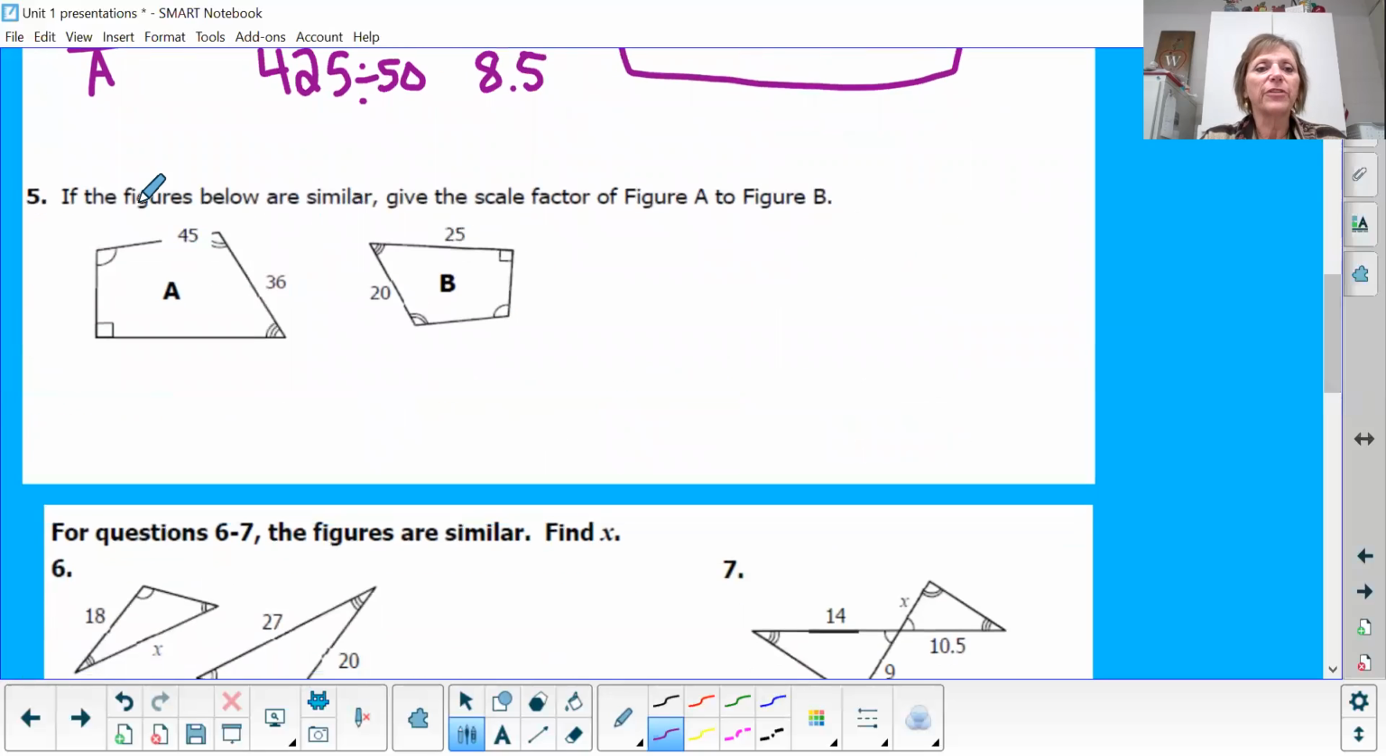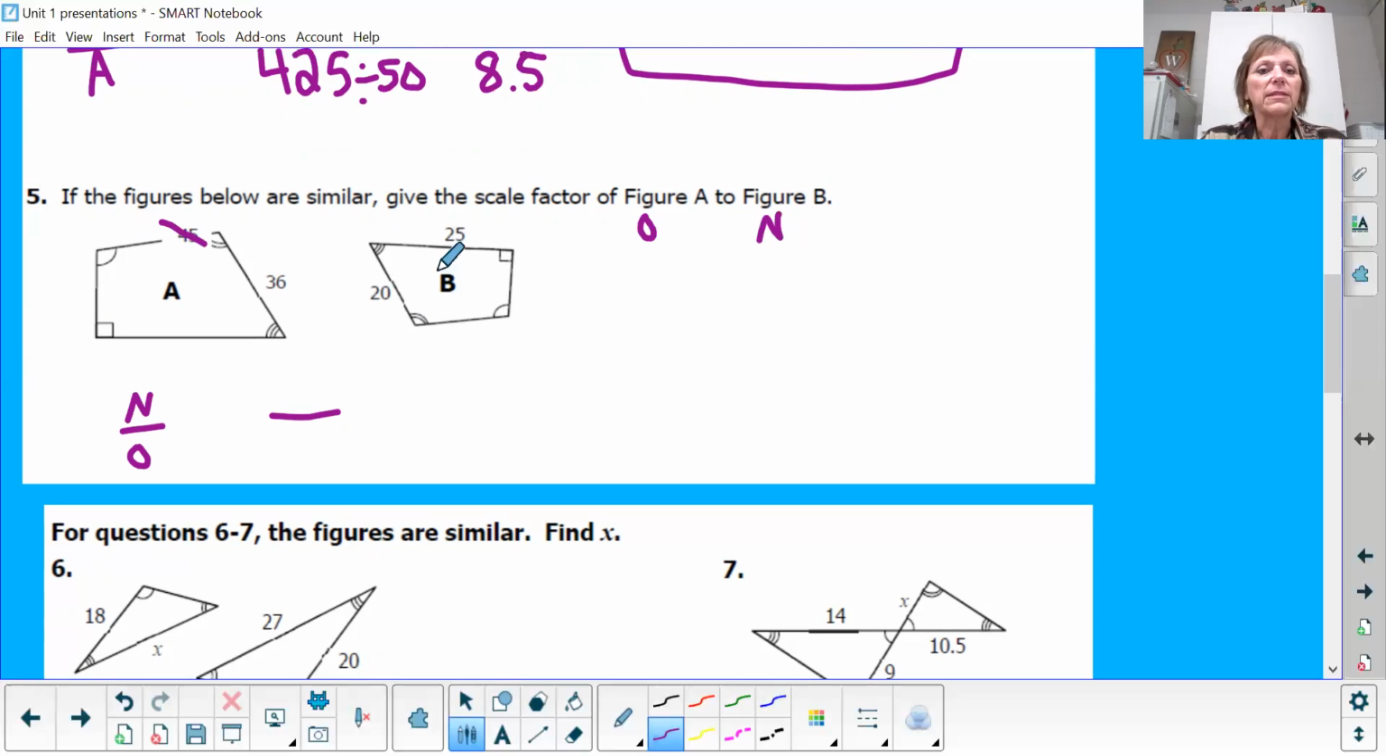Okay, number 5, if the figures below are similar, which they're telling you basically that they are, give the scale factor. Okay, this is where we put new over old. And whatever they say first is old. Whatever they say second is new. Okay, so I need to gather some numbers. So I'm looking at these angle measures. From 1 to 2, I don't see one. So 45 doesn't have a matching number, so we cannot use 45.